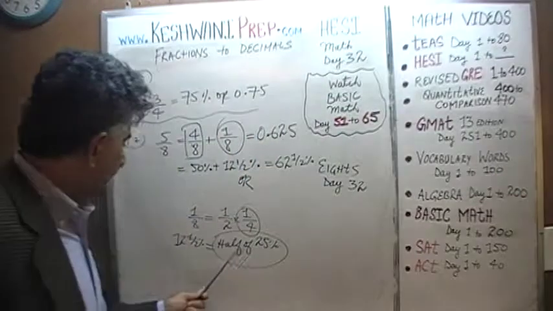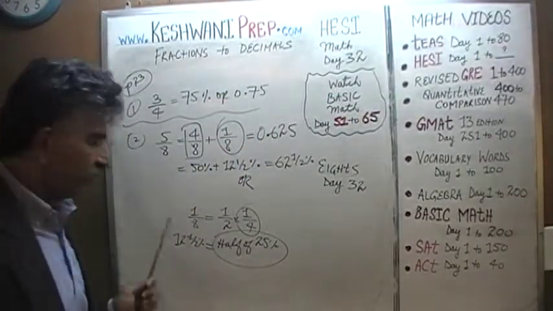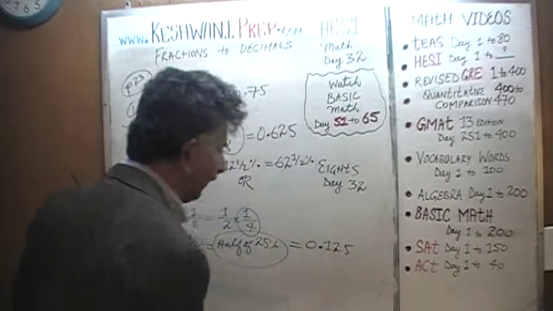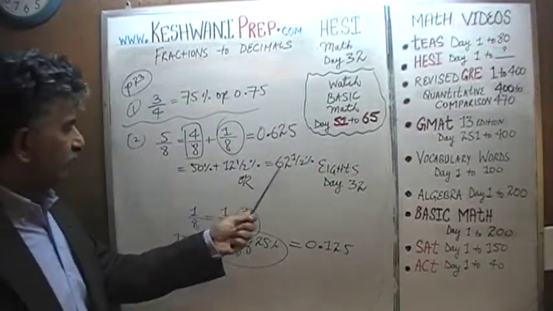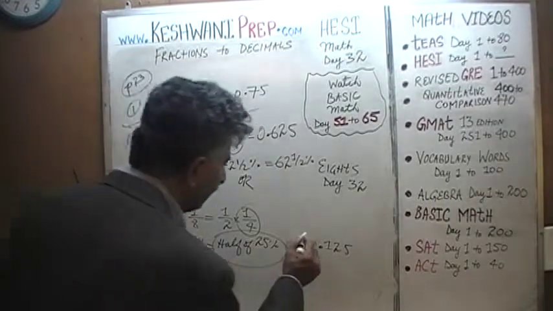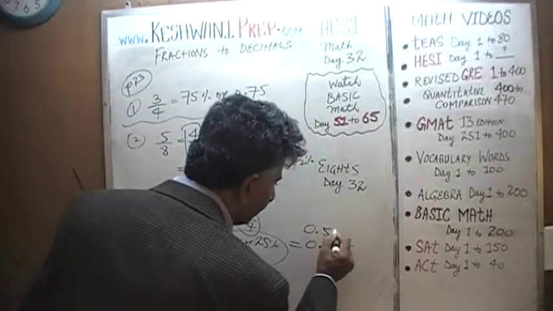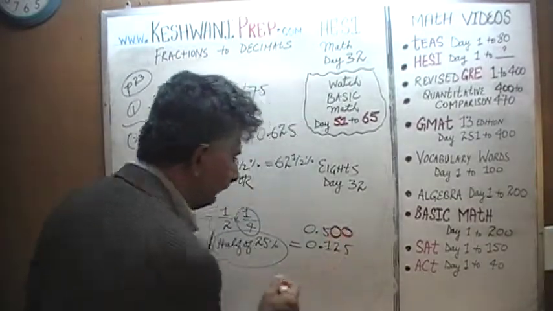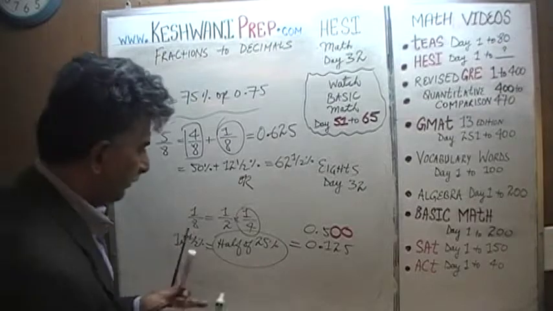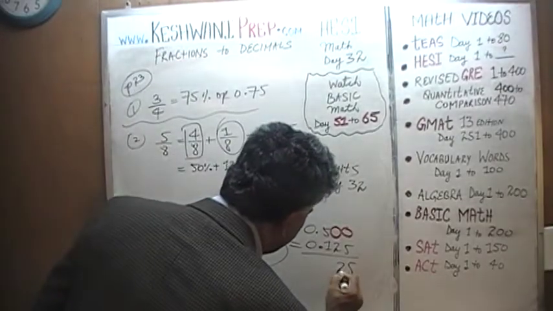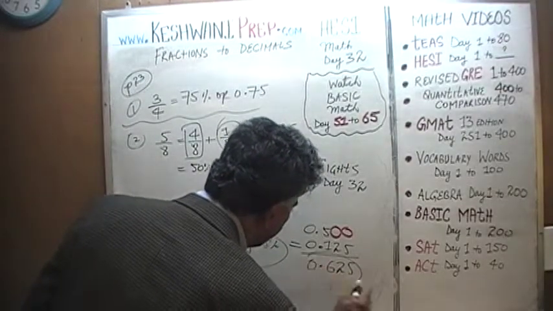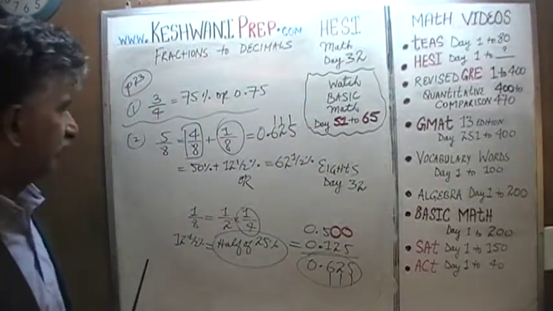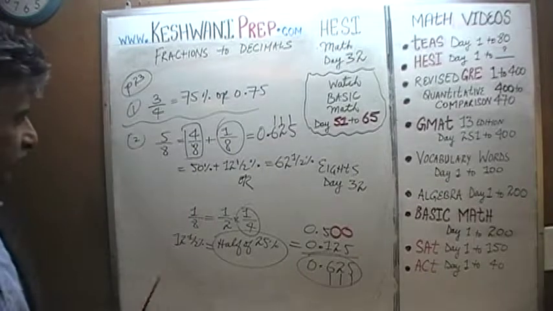12 and a half percent written in terms of decimal would simply be 0.125. And the 50% was 0.5. So we added 0.5 to it, which is simply, we have to add two more zeros to it so that we line up our digits. And it ends up with what we just found, which is 0.625, which is exactly 62.5%. 5/8 is 62.5%. Let's move on.